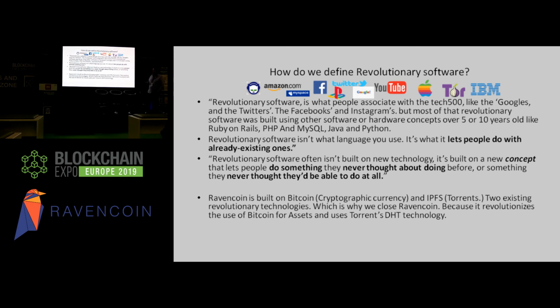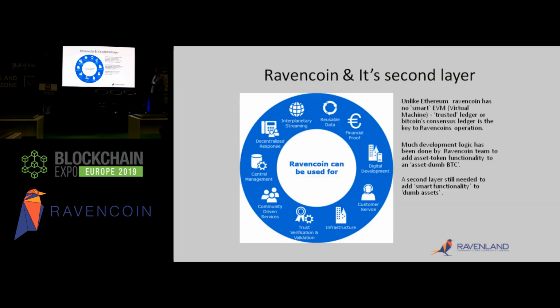So yeah, Ravencoin is built on Bitcoin, which is a cryptographic currency, and IPFS, which is a torrent technology. They're both revolutionary technologies. I'm sure we can all agree about that. Ravencoin in its second layer, as you can see, there's a lot of different uses for the chain. I won't go into too much detail, because it is a large presentation and there are a lot of slides, so I do apologize if I sound slightly like a crazed maniac going through them all.